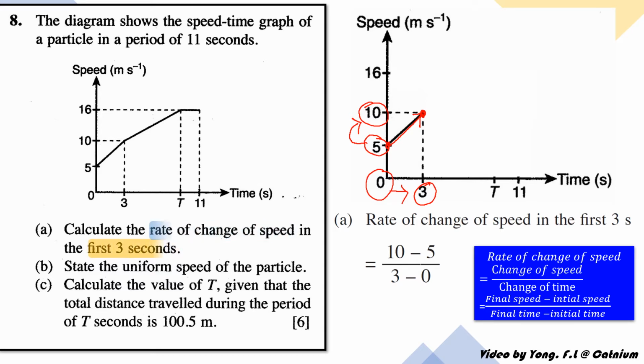That's why the rate of change of speed, kadar perubahan laju ialah dari masa akhir tolak masa awal. Okay, bahagi masa akhir tolak masa awal. Okay, so just take from the diagram. Ambil dari graf di atas. Take from the diagram. Then we do the calculations. So this is the answer for A.